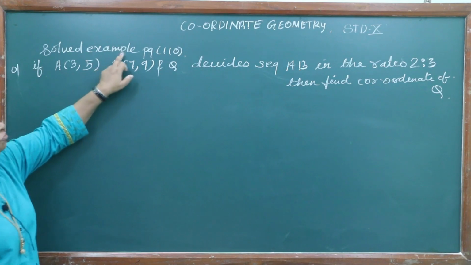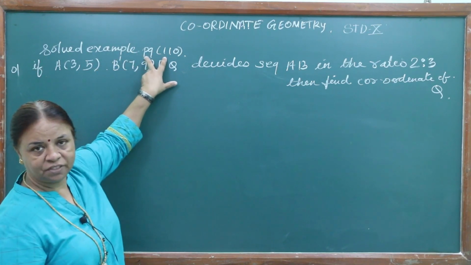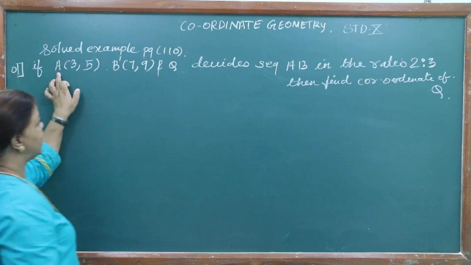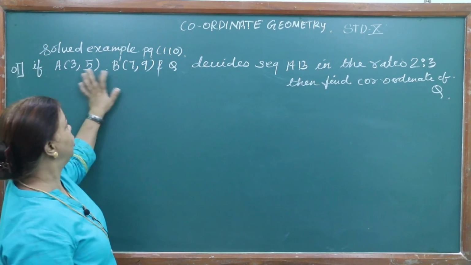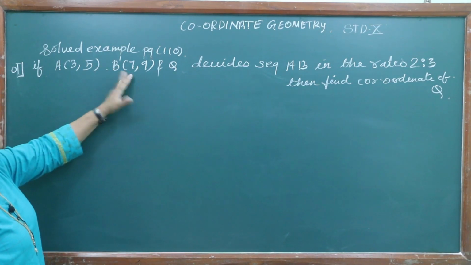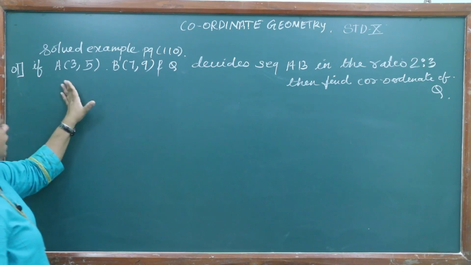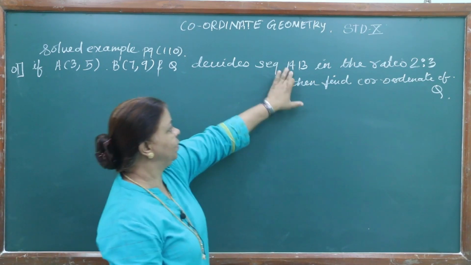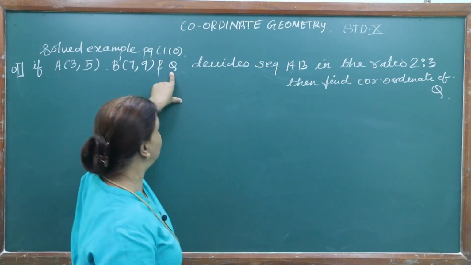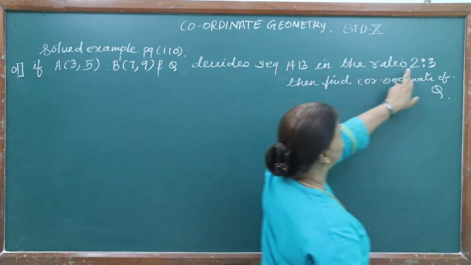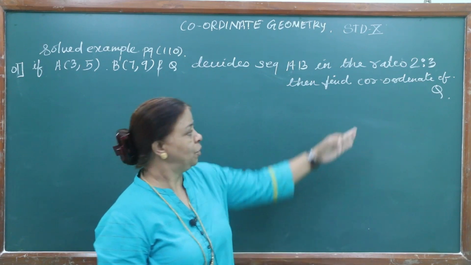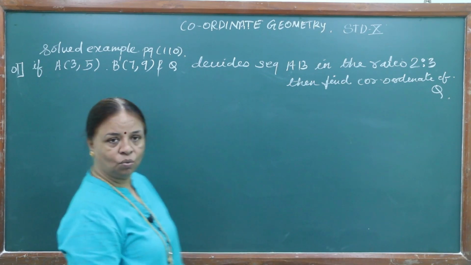Solved example of your textbook, page number 110, children. In the first solved example, point A has coordinates 3 and 5 and point B has coordinates 7, 9. These two points form a line AB, and that line AB is divided by point Q in the ratio 2:3. We need to find the coordinates of point Q, that is the x coordinate and y coordinate.